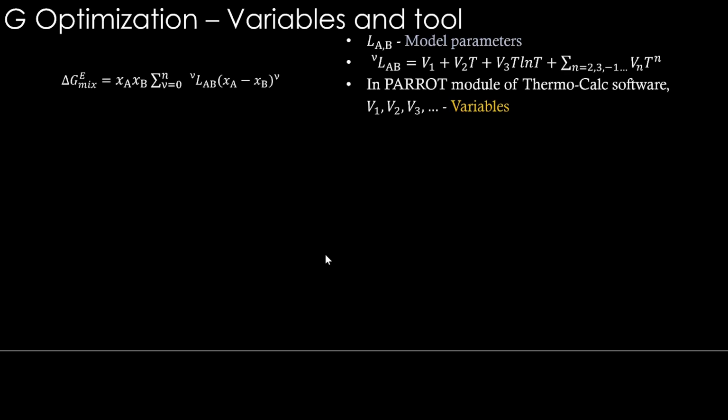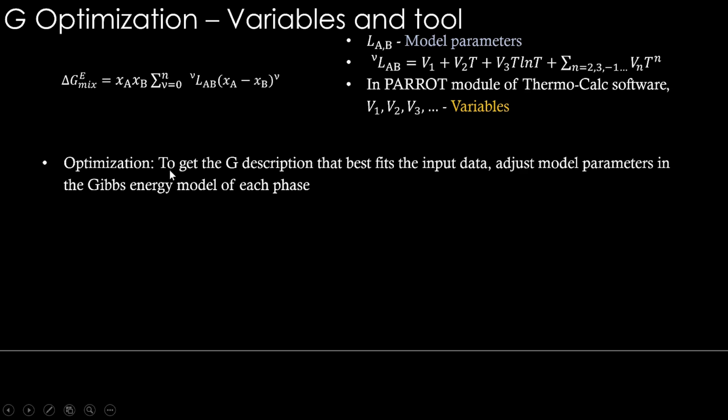Okay. An example model is given here, delta G excess mix, a simple RK polynomial, where different variables come in, v1, v2, v3 and so on. We called them coefficients when we introduced this idea, but in the Parrot module, which is the tool we are going to use in the Thermo-Calc software, they are called variables, and these variables should get a number. That's the target now.